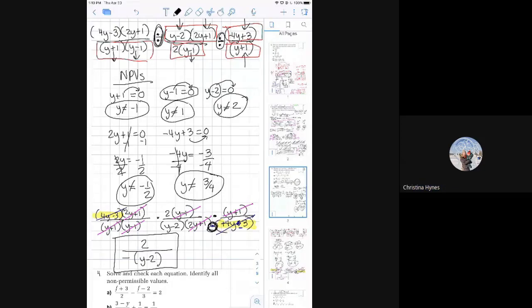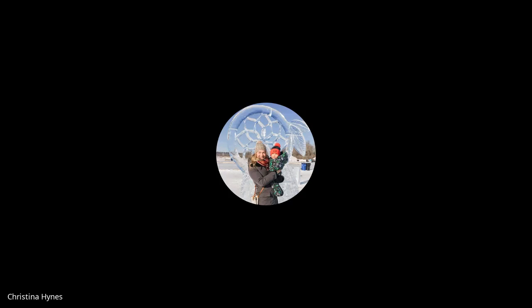And then usually at the back for the answers, they say the non-permissible values right after. They would say -1, there's -1 and there's 3/4. So that's how they usually write the final answer. That one is similar to your question number 3. And that's it, guys.